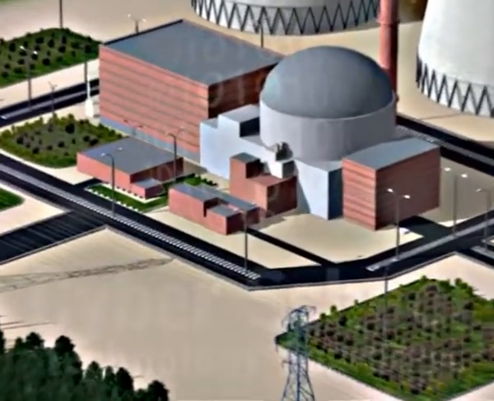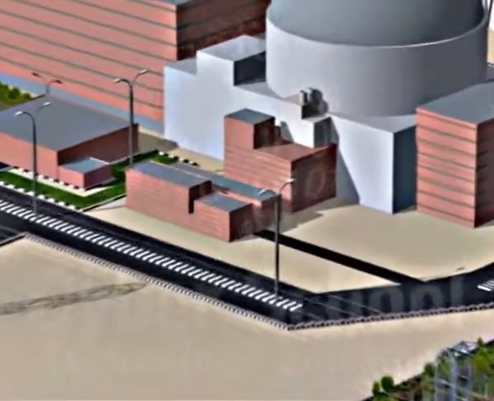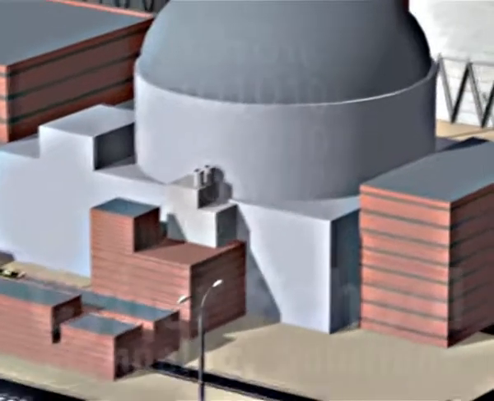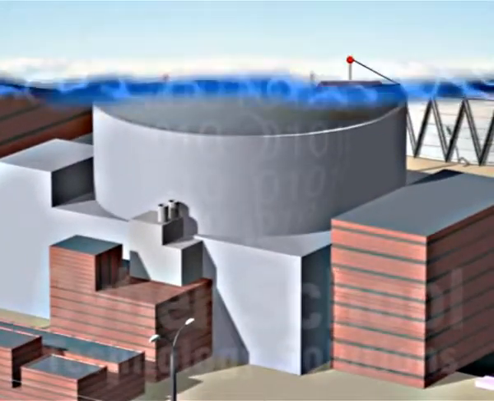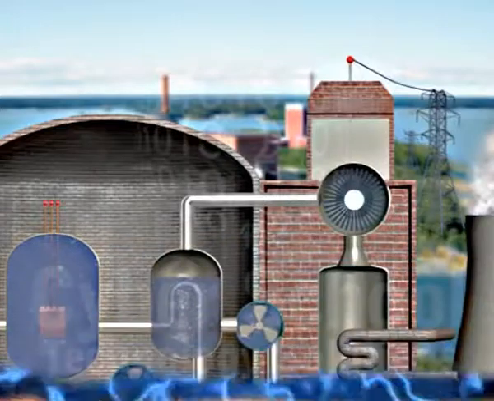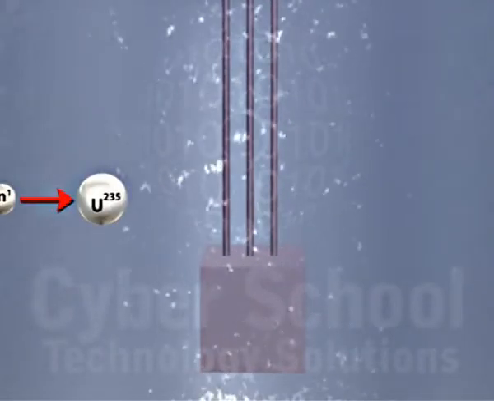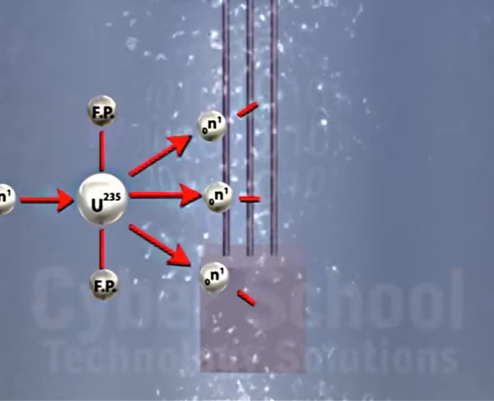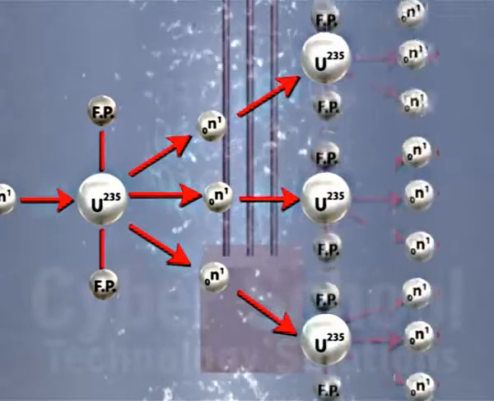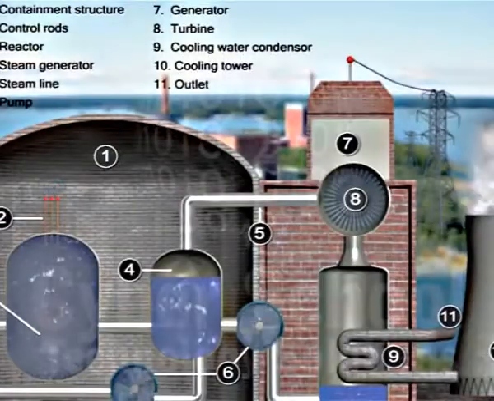Here we clearly see the different parts of a nuclear reactor. This is the reactor in which nuclear fission takes place. When a neutron bombards the radioactive isotope of uranium-235, it liberates neutrons. These neutrons in turn bombard other isotopes of uranium. The reaction continues as a chain reaction with the release of enormous amounts of heat energy.